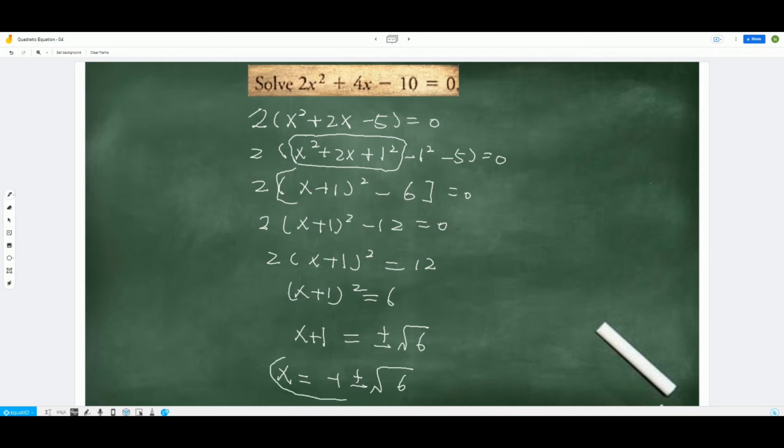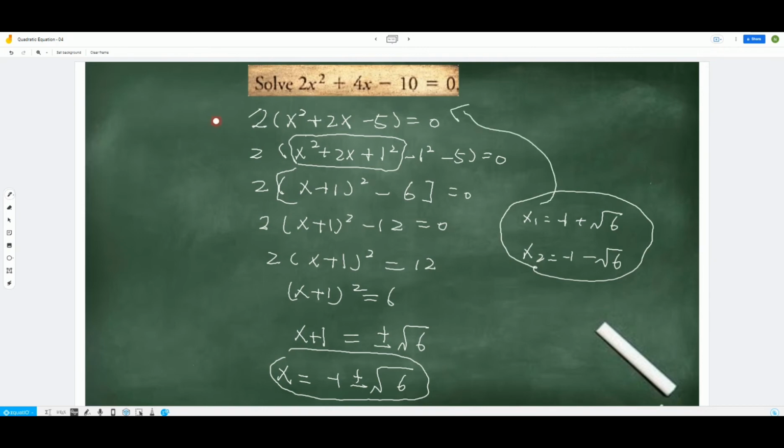So we have two values, right? One is positive, one is negative. We take the positive: x1 equals negative 1 plus the square root of 6. x2 equals negative 1 minus the square root of 6. So this is the solution for the equation, right? So yeah, go to the next.